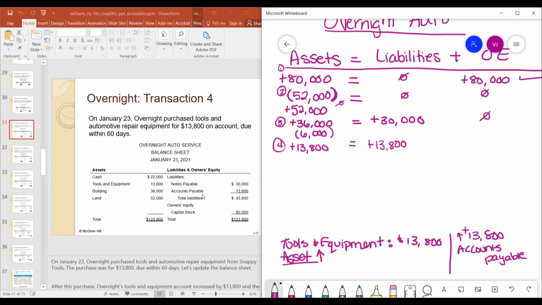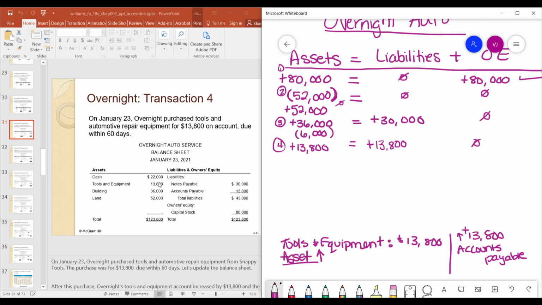Okay, so we bought an asset for $13,800, so the assets go up by that amount, but we financed it through debt. So we took out an accounts payable loan, and we're increasing that account by $13,800. Our liabilities are also going up by that same amount. There's no owner's equity involved here, so we are in balance. So you can see here there's no change to cash, no change to buildings or land, but all of a sudden we have this new asset account added in under assets, tools, and equipment, in the amount of $13,800.